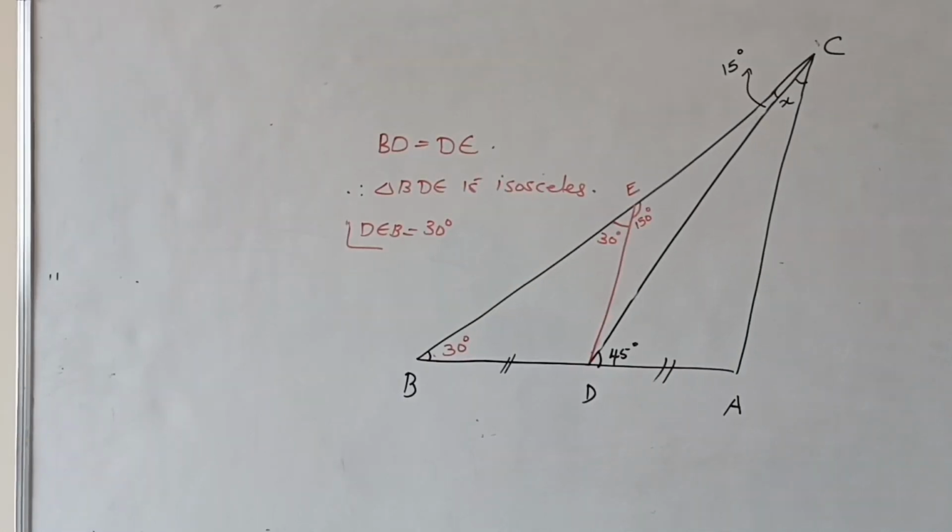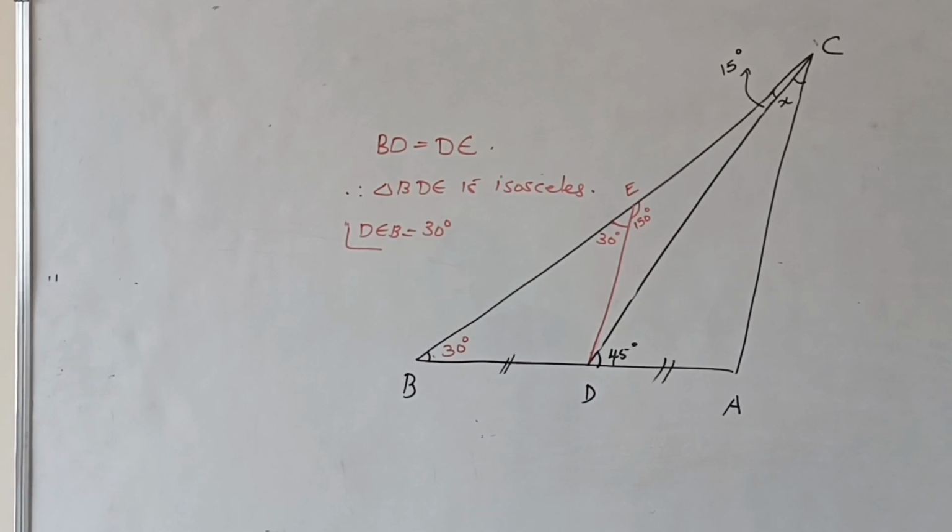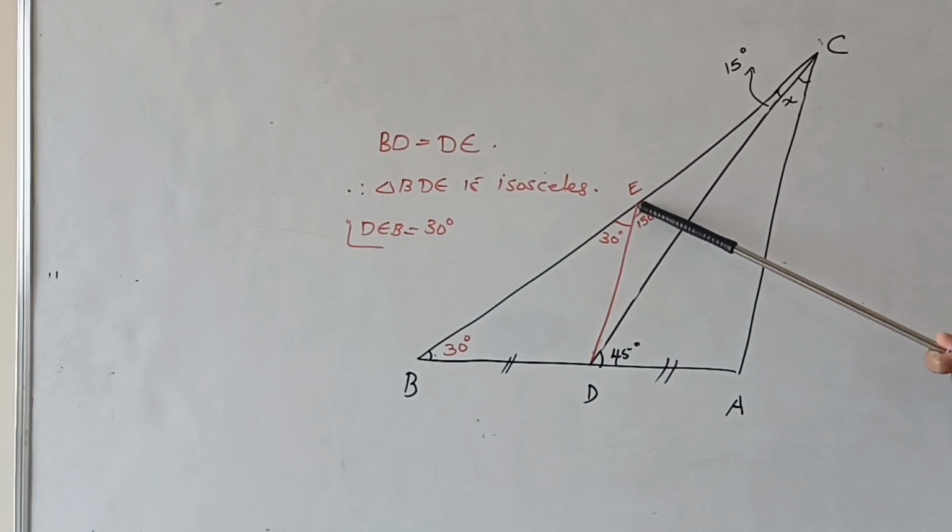Now I am taking a point E on the side BC in such a way that BD is equal to DE. So what happens is that I end up with an isosceles triangle BDE. So I can mark the angle DEB is equal to 30 degrees. And the angle adjacent to it automatically becomes 150, which is 180 minus 30, which is 150.